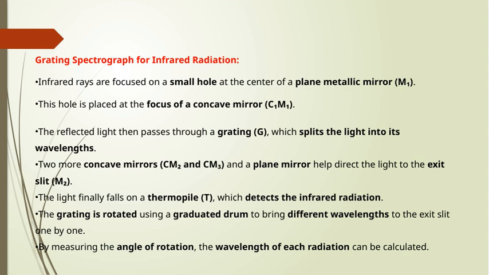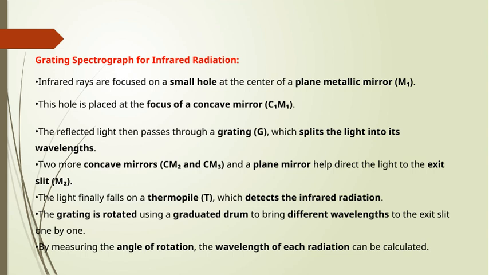Labeled G, this grating is essential because it splits the light into its component wavelengths, much like a prism, but with a different mechanism. After dispersion, the light is directed by two additional concave mirrors, CM2 and CM3, along with a plane mirror, guiding the separated wavelengths toward an exit slit. Called M2, the purpose of this setup is to precisely select the specific wavelength we're interested in analyzing. Finally, the light that passes through the exit slit falls onto a thermopile, T, which detects the infrared radiation.